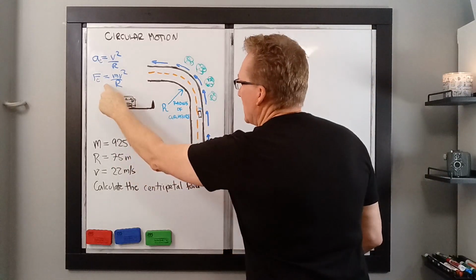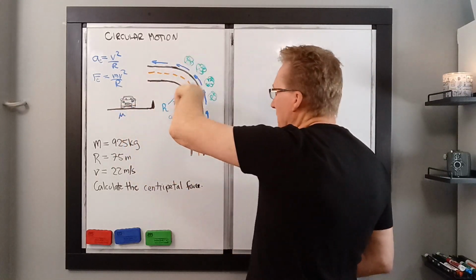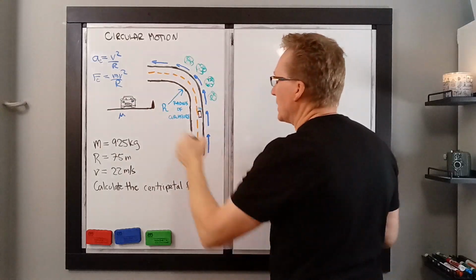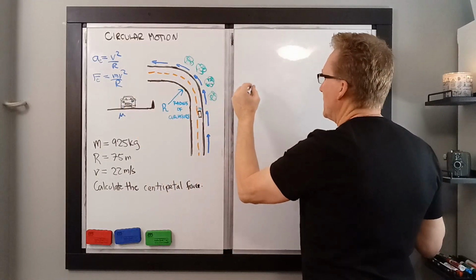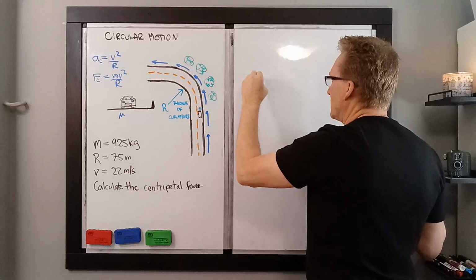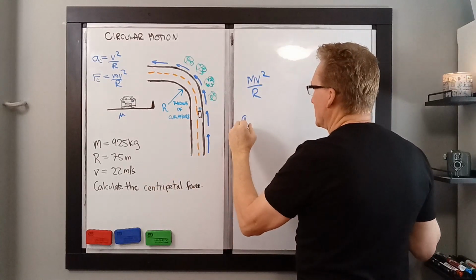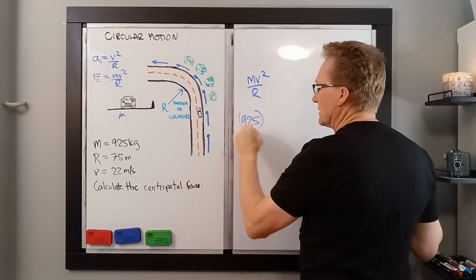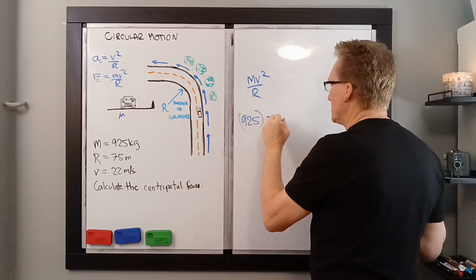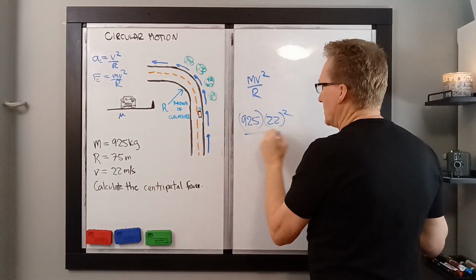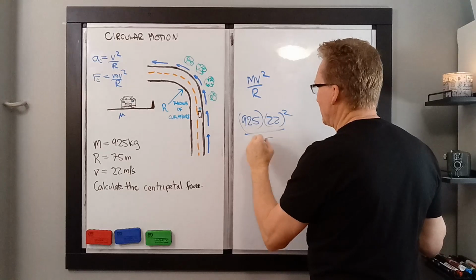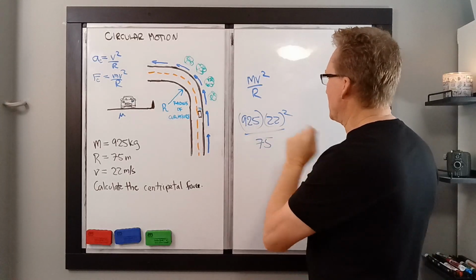All they're asking for is, what is the force that is going to be needed in this direction to keep the car on the road? Well, that's just simply using this formula here. You'll be using the mv squared over r. So let's plug these values in. 925 times 22 squared over 75. Let's do that on our calculator and see what answer we get.